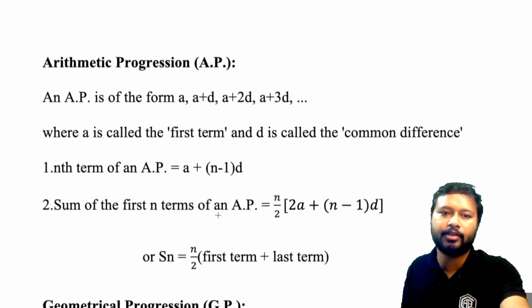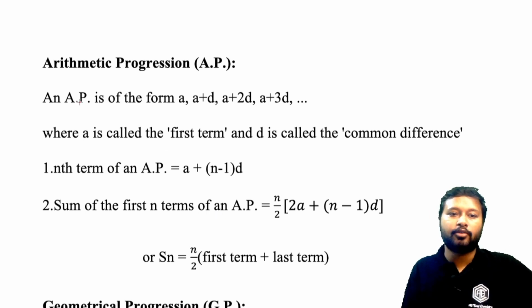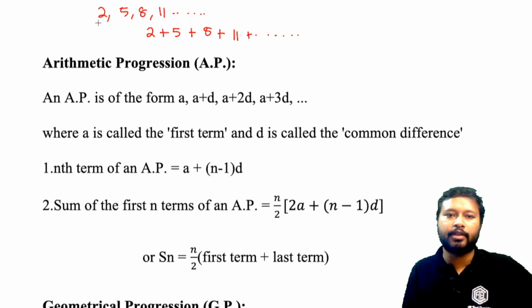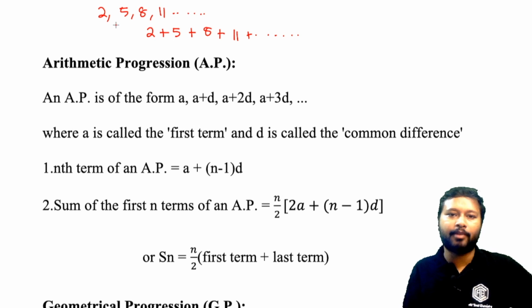Okay, the next set of formulas is for AP or arithmetic progression. So in this you can have a series. Let's say we have 2 plus 5 plus 8 plus 11 and so on. The numbers are like this: 2, 5, 8, 11 and so on. If you see, these numbers are separated from each other by an equal difference, that is 3, right? So there is a difference of 3 in them.